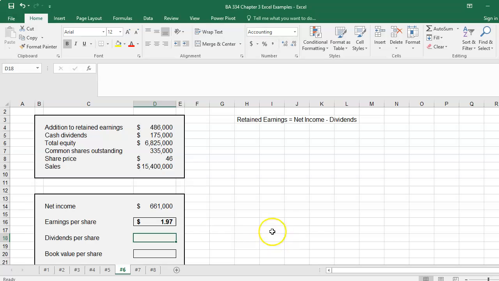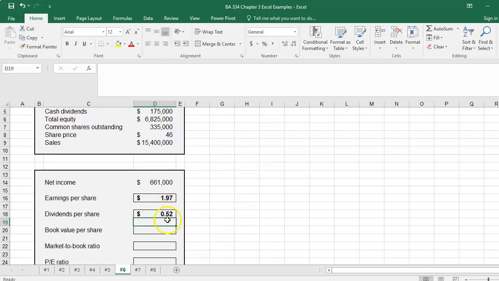Dividends per share is the amount of dividends paid per share. That's the total cash dividends divided by the number of shares outstanding. We have cash dividends of 175,000 divided by our common shares outstanding. So every person who owned a share of our stock received 52 cents per share in dividends in the last year.